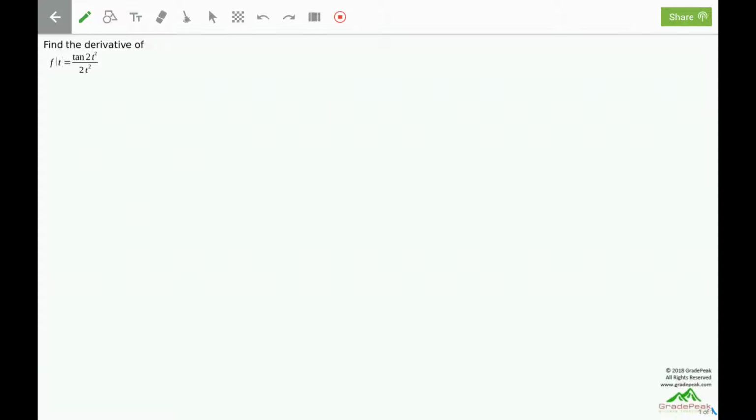Find the derivative of f of t equals tangent of 2t squared divided by 2t squared. F of t here is the quotient of two different functions. We have the tangent of 2t squared divided by a 2t squared. And those cannot be canceled because in the numerator the 2t squared is inside of the tangent. The derivative, though, will involve the quotient rule here.